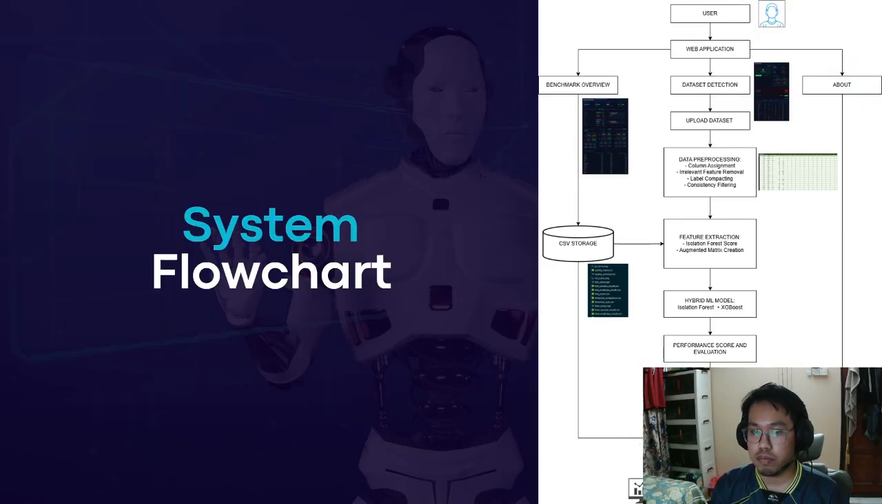So this is the system flowchart. The system starts when the user accesses the web application and sees 3 different pages. The first page is the benchmark overview, which shows the overall performance of all 3 models collected from the saved model folder. Next is the dataset detection page, which allows the user to do the isolation in real time. When the user uploads a different dataset, the dataset will be passed to the system and go through data pre-processing.